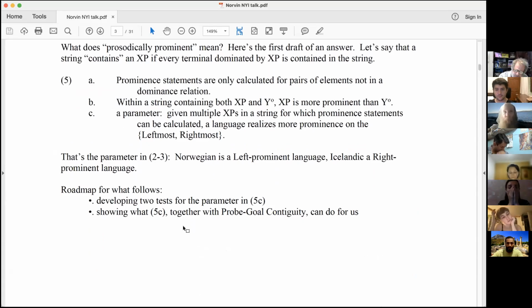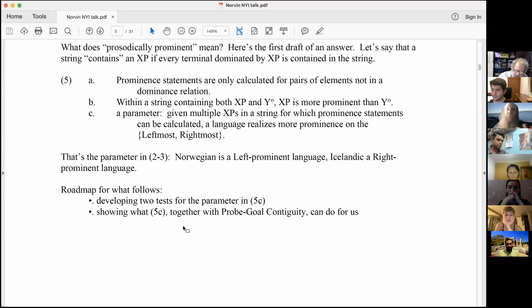First, let's say that a string contains a maximal projection if every terminal dominated by that maximal projection is in the string. First of all, we're only going to calculate prominence statements, that is, statements of relative prominence, for pairs of elements that are not in a dominance relation. So we'll talk about, say, phrases or heads that are not in dominance relations with each other. If you're looking at the relation between a head and a phrase, the phrase is more prominent than the head. So phrases are always more prominent than heads.